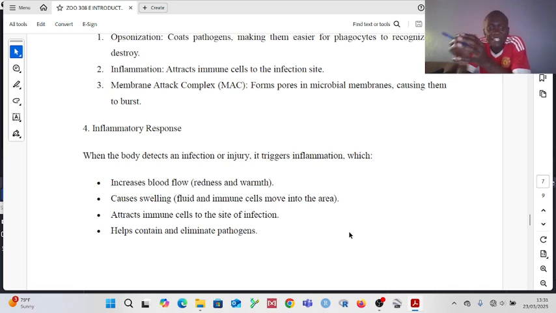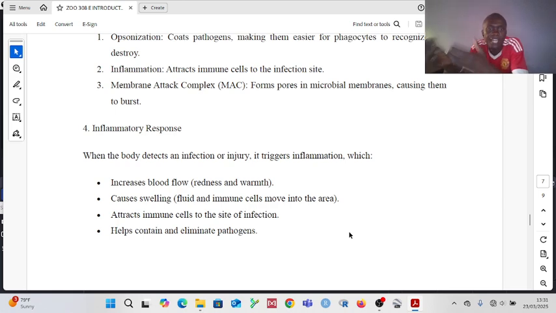The immune cells that have been brought in, they are the ones that are now coming to work on the invader, to work on whatever it is that has infected that particular site. So through that, the pathogen will be contained and possibly eliminated. So there will be an increase in blood flow, there will be swelling. Utaona ati umeumwa na nyuki na hiyo pali imefura, ama umeumwa na mosquito, ama umeumwa na anything, that place will swell. It's just an inflammatory response.